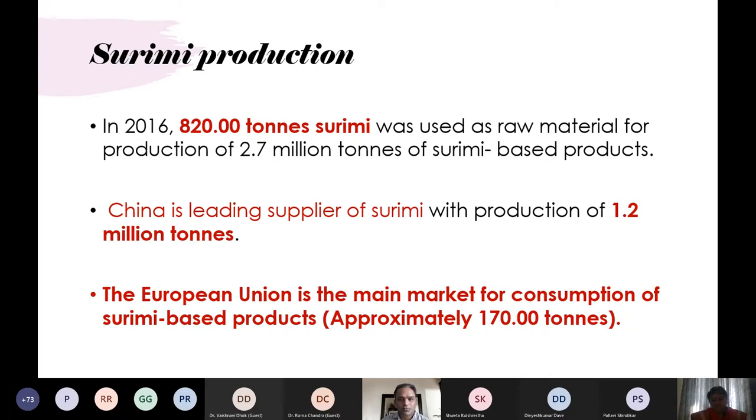China is the leading supplier of surimi with 1.2 million tons, and the European Union is the main market for consumption of surimi-based products. That's why this project was sanctioned, because they wanted to see, as a responsible consumer, whether they could convert the waste into value-added products.